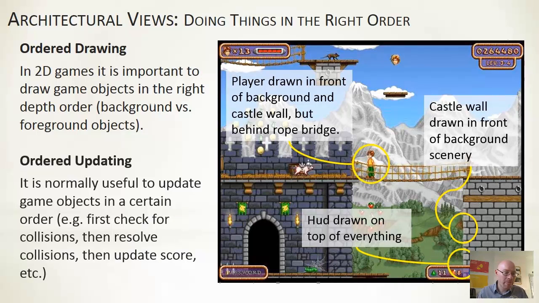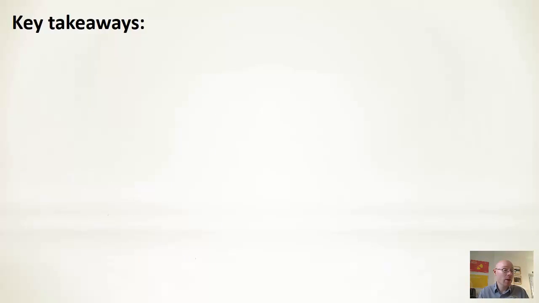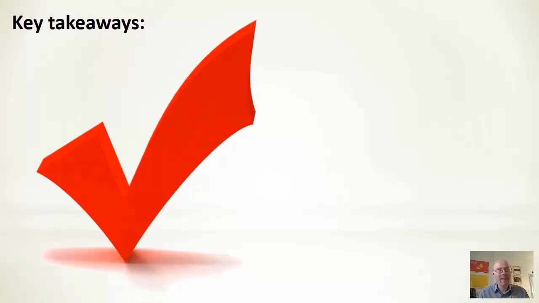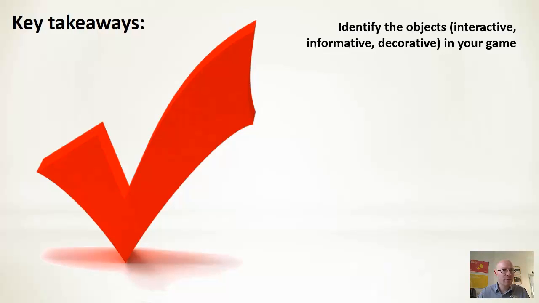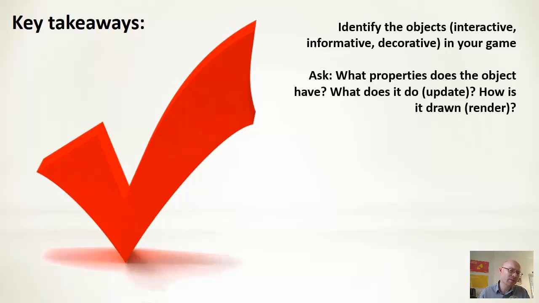So, key takeaways. It has been a lot of ground covered here, so we'll go through the takeaways and summarize first of all. I'm suggesting for each of your games, you should sit down in your teams and think about what the key objects are. It doesn't matter if you don't get all of them, just pick the core ones. They could be interactive, informative, or decorative. Once you've taken those, ask what properties it has. How do you update the thing? How do you draw the thing? And how are you actually going to define that particular object? And also ask, how are these objects related? How are they grouped together?